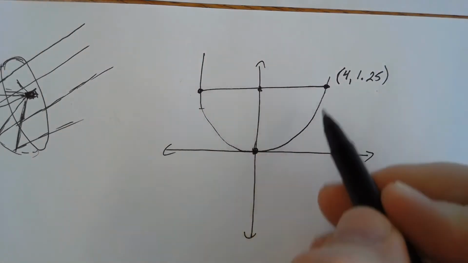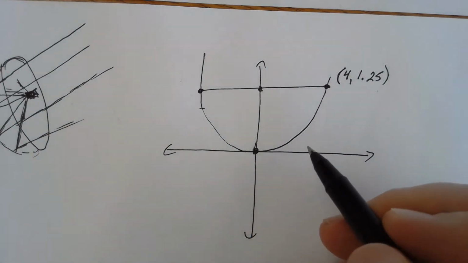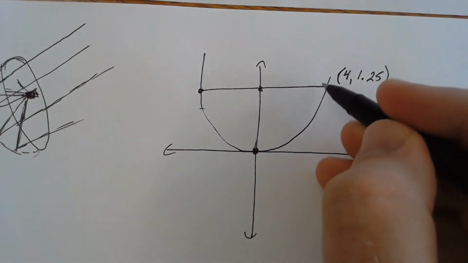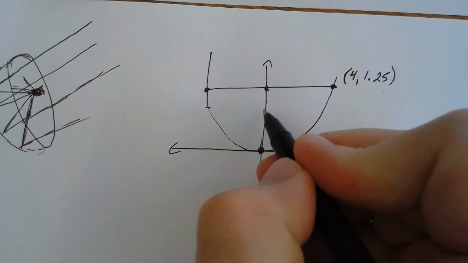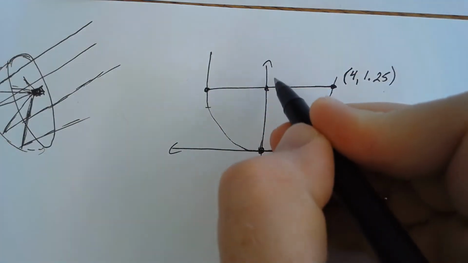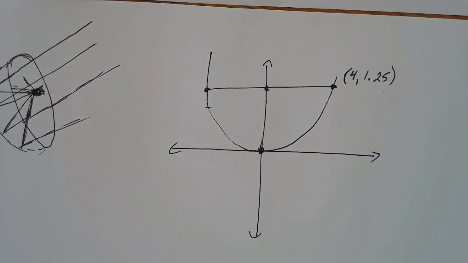So just this half distance, as I'm correlating this on a coordinate plane, it has to be over 4, up 1.25. And that's the same thing for this point over here. So now I've got to figure out where this receiver is. Is it going to be here? Is it going to be way out here? Is it going to be here? Where does this receiver actually sit?